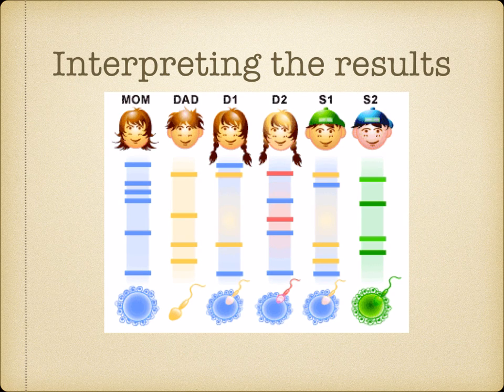Right, let's interpret the results. If you have a look at these genetic fingerprints, you can use this to identify which child comes from the mum and dad. So you can see which bands correspond to one another. So have a look at this genetic fingerprint to identify which children are related to the mum and dad. You can see that daughter 1 and son 1 are related to the mum and dad because their bands correspond to either the mum's band or the dad's band.